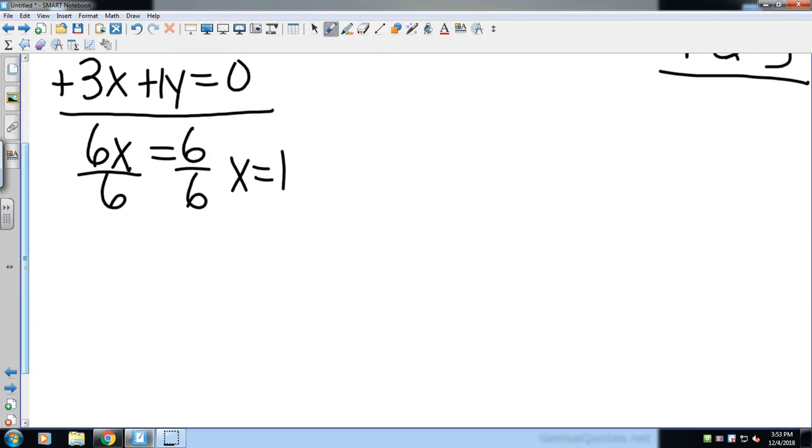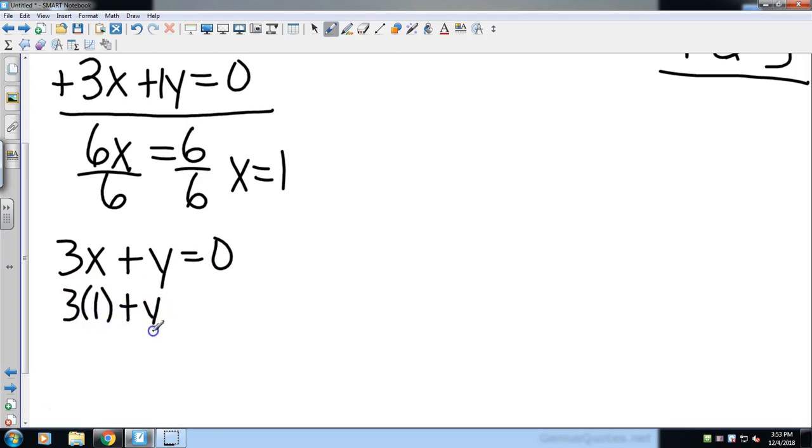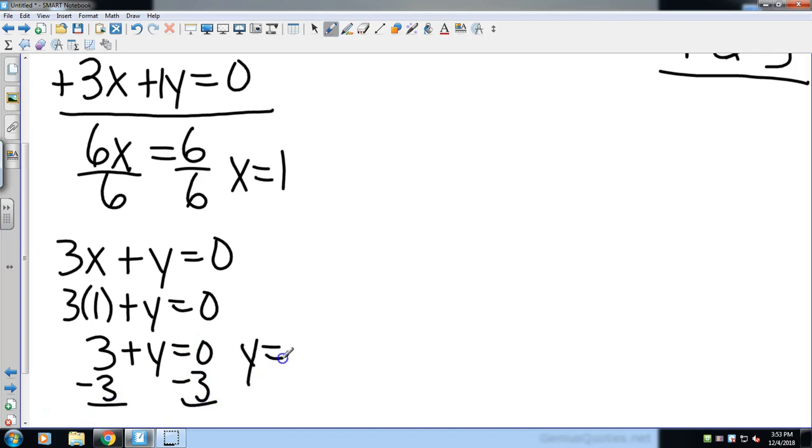So I'm going to take my second equation, 3x plus y equals 0. Everywhere I see an x, I'm going to replace it with 1. So that gives me 3 plus y equals 0. Subtract 3 from both sides. And that gives me a final answer of y equals negative 3. And so my coordinate, or my solution, is 1, negative 3.